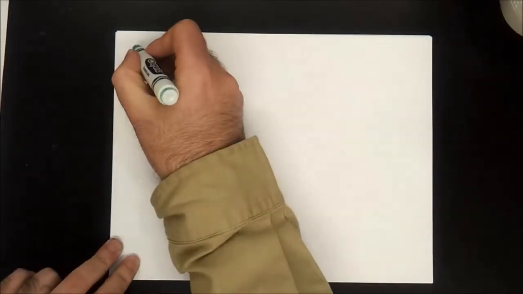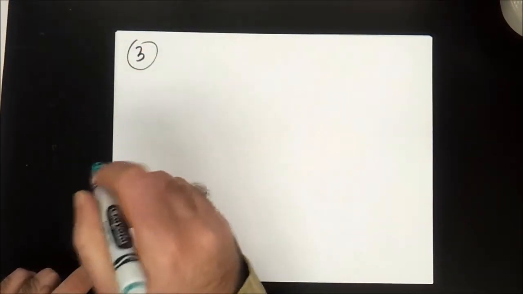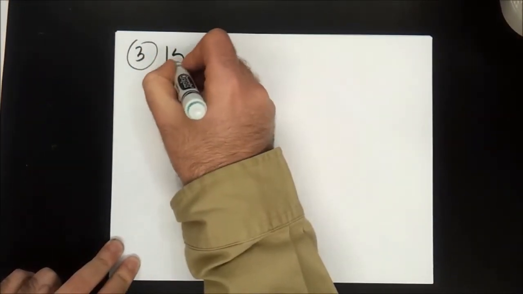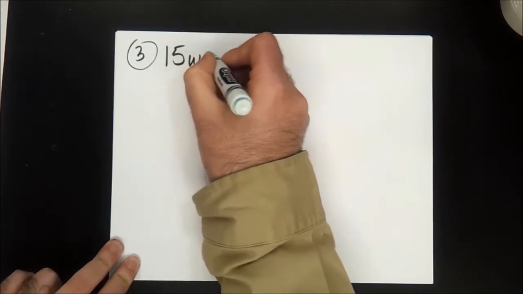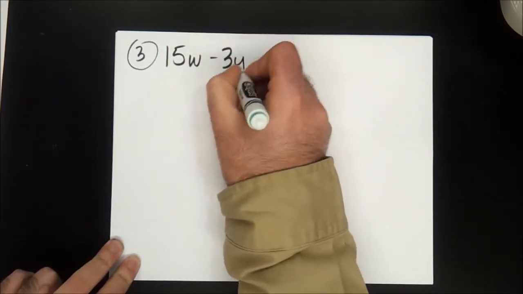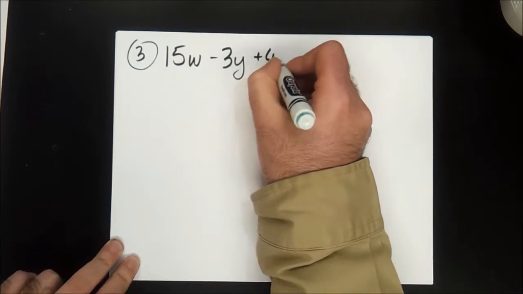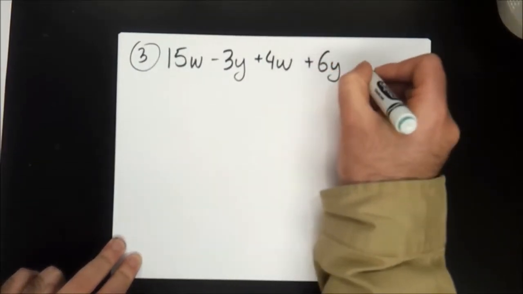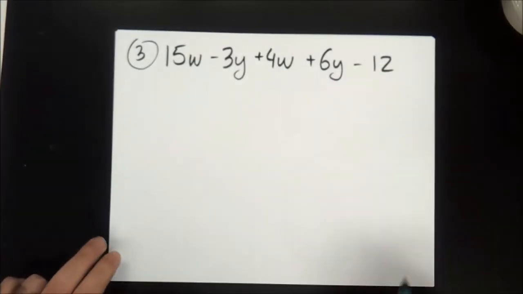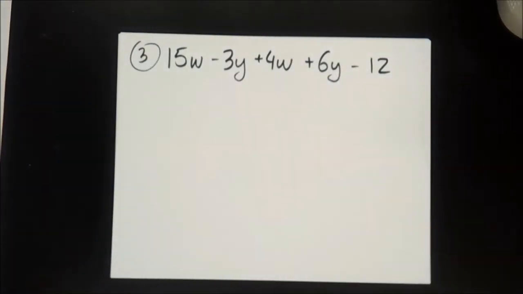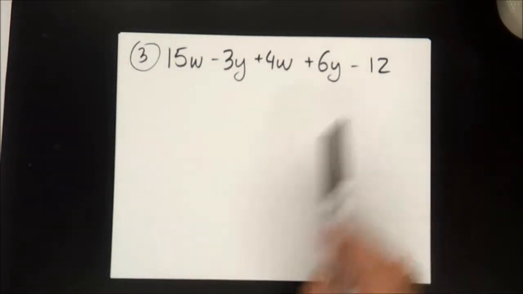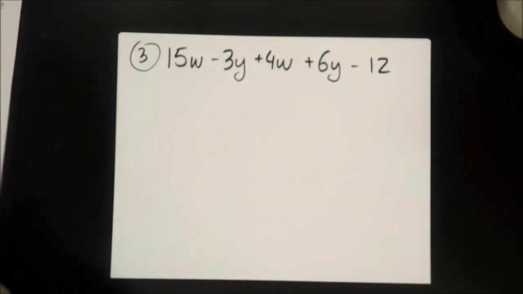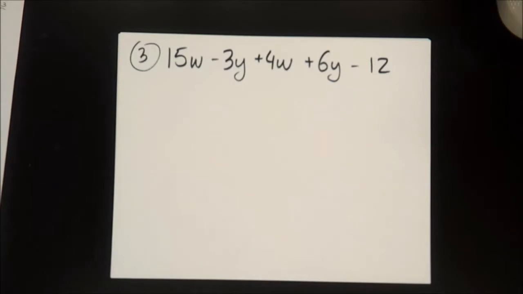Number 3, we have 15w minus 3y plus 4w plus 6y minus 12. It looks big, but it's really easy. 5 terms total, 1, 2, 3, 4, 5, and 3 different term types. That's the only thing that's new here. Now I have 3 different term types.